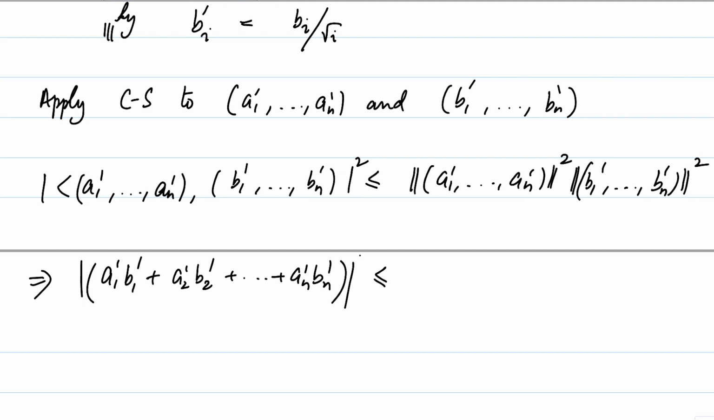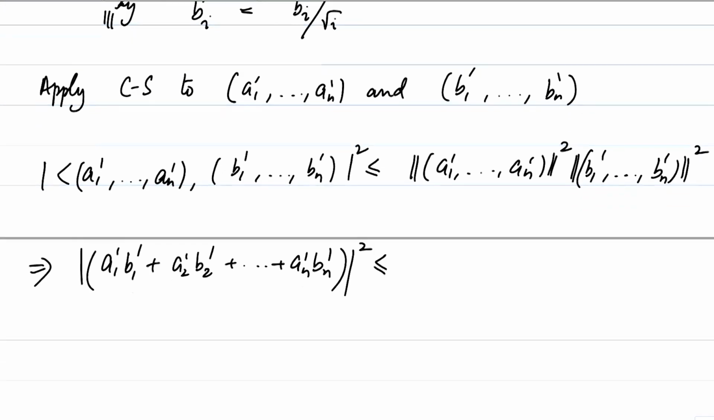So the left hand side, this square, will be equal to, what will be the length of a1 prime, a2 prime up to an prime, with respect to this inner product.